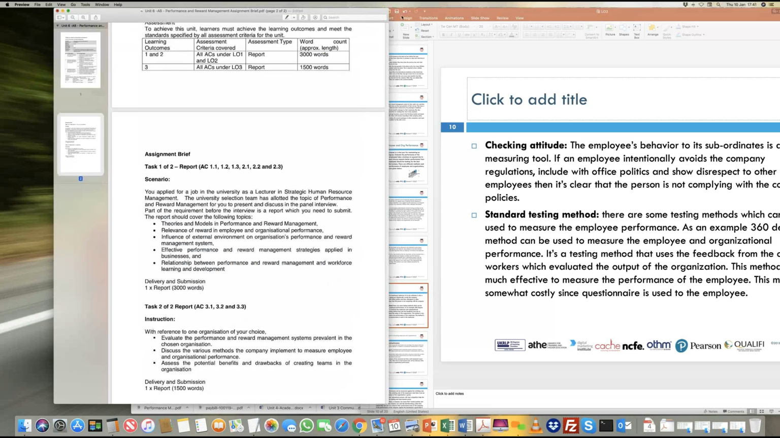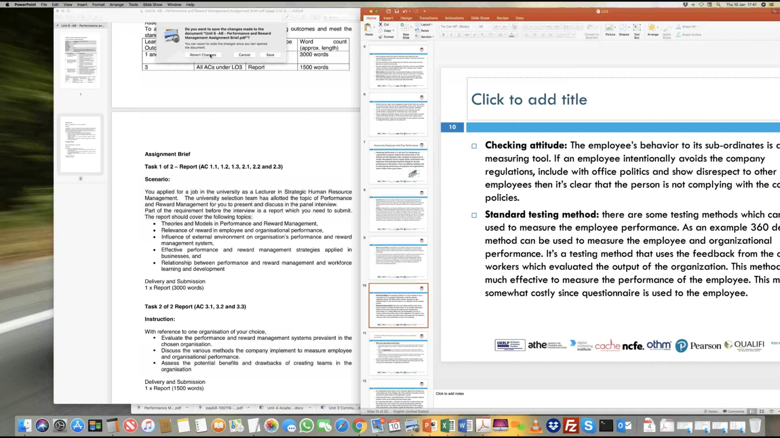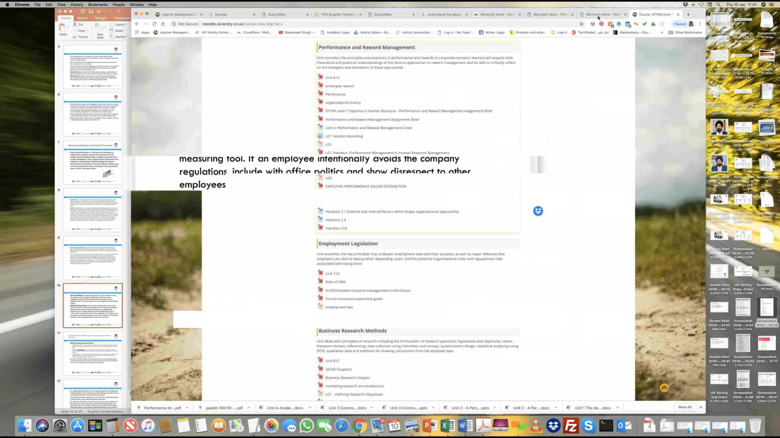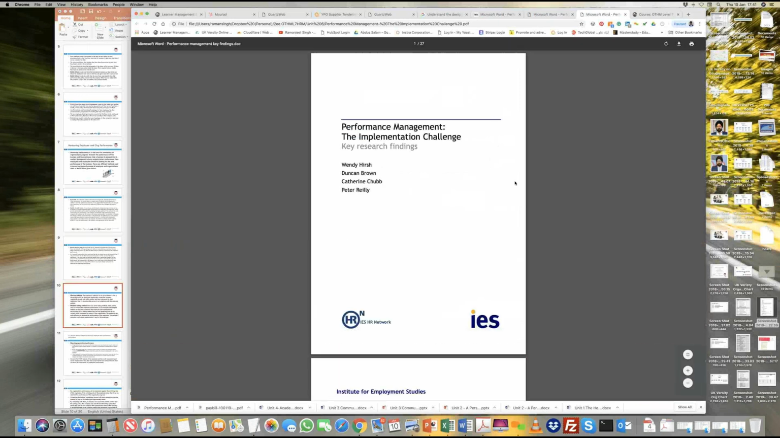Is that okay? Yes. So I'm going to upload the copy of the presentation on Moodle right now, along with this handout of the book that I've shown you, which I would suggest you look at for Learning Outcome 3 as a handout. And that would help you to cover the topics that we've discussed today.